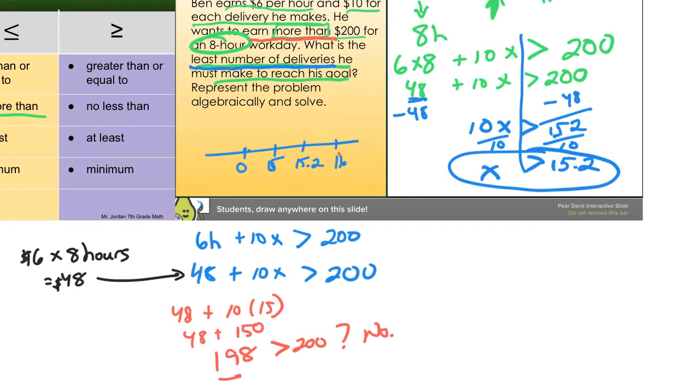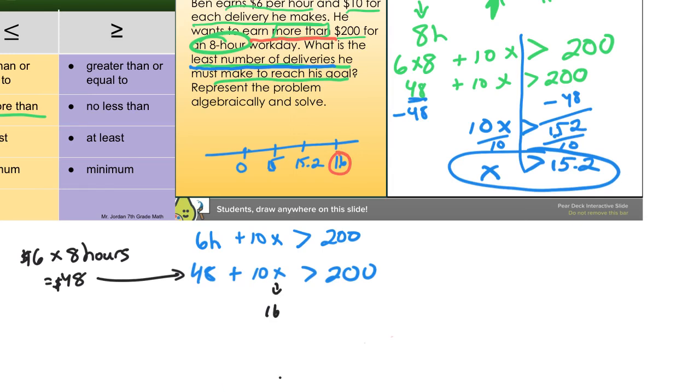So what if he takes 16 deliveries? So on my x, I try with 16. So I would have 10 times 16 is 160. 48 plus 160 is 208, which is bigger than 200. So if Ben makes 16 deliveries or more, then he will earn at least $200.